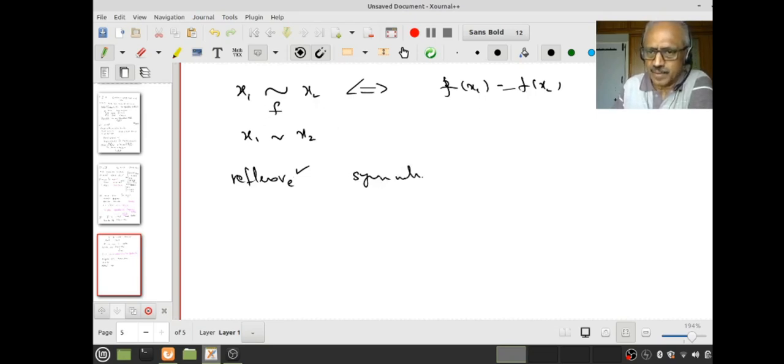Right? Am I going fast? And is it transitive? Of course, yes. If x1 is related to x2, f(x1) equal to f(x2). If x2 is related to x3, f(x2) equal to f(x3). Therefore, f(x1) equal to f(x3). Therefore, it's transitive. Therefore, this relation is an equivalence relation.